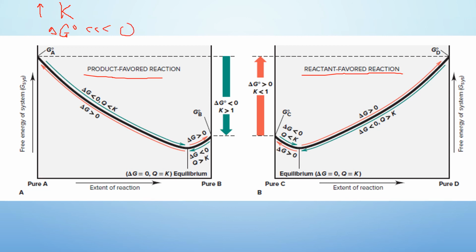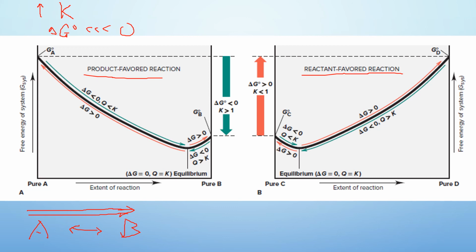So in that case, if we're talking about a reaction from A to B, a reversible reaction, if you have a large K value or delta G naught way less than 0, that means the reaction will proceed to the right, and that's why we call it product favored.